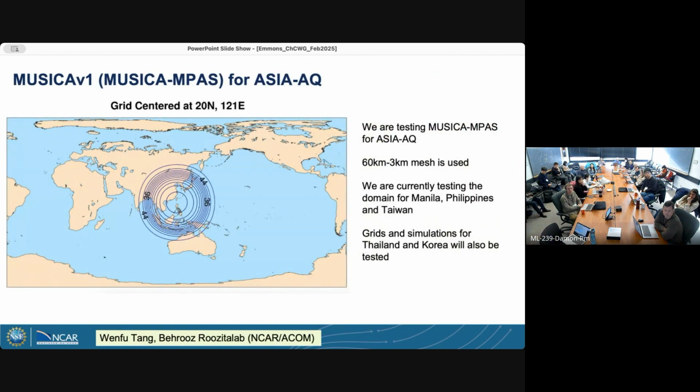And then Wenfu is starting to work on setting up MUSICA V1 with the MPAS grid, and she's moved the 3 kilometer to 60 kilometer mesh to be centered over the Philippines and Taiwan. And I think this will be a really great test of the chemistry and dynamics to be able to resolve an urban region at 3 kilometers and test it with these observations. So that's very exciting.